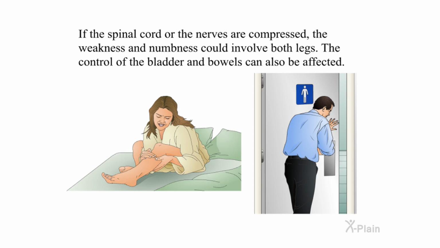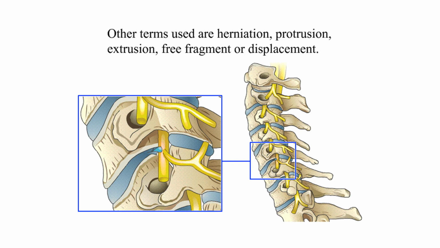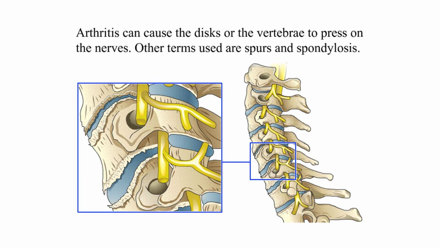If the spinal cord or the nerves are compressed, the weakness and numbness could involve both legs. The control of the bladder and bowels can also be affected. Other terms used are herniation, protrusion, extrusion, free fragment, or displacement. Arthritis can cause the discs or the vertebrae to press on the nerves. Other terms used are spurs and spondylosis.